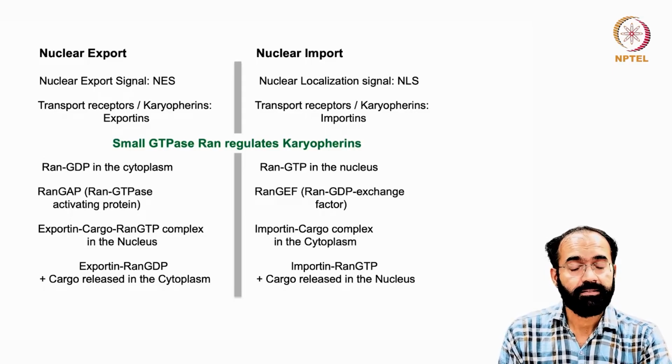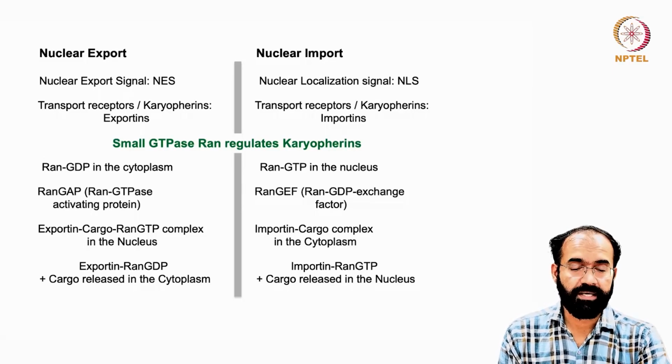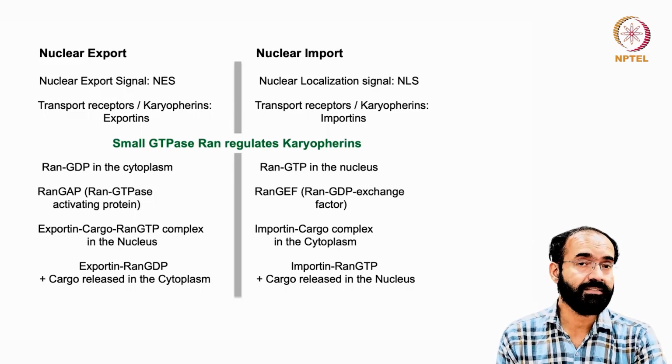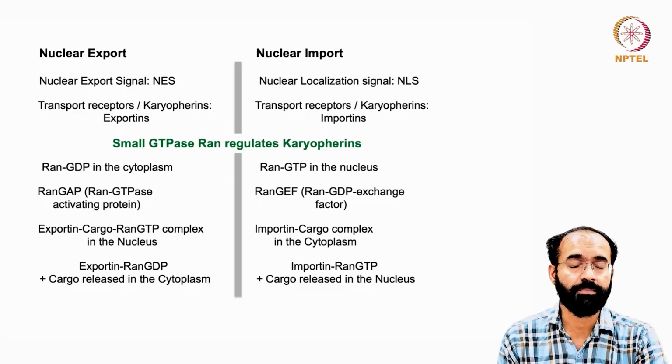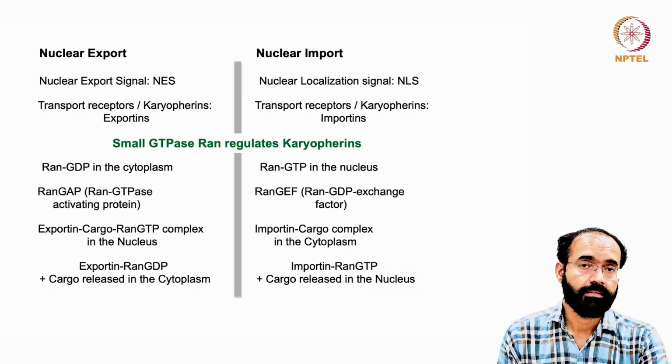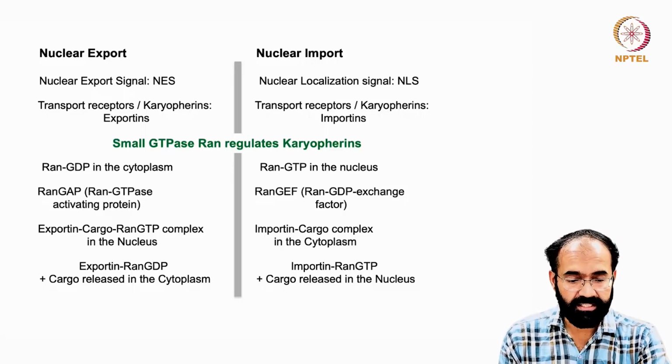And the Ran, when it is utilizing a GTP, will hold the GDP within itself, and that is called Ran GDP. Because the phosphate is utilized, it has already been delivered to the karyopherin, and so in this process the Ran GDP is held back in the cytoplasm.